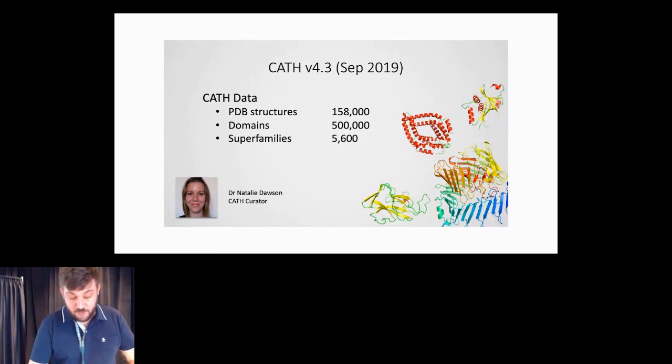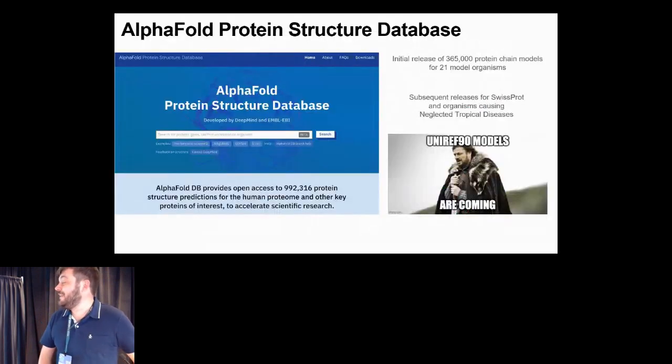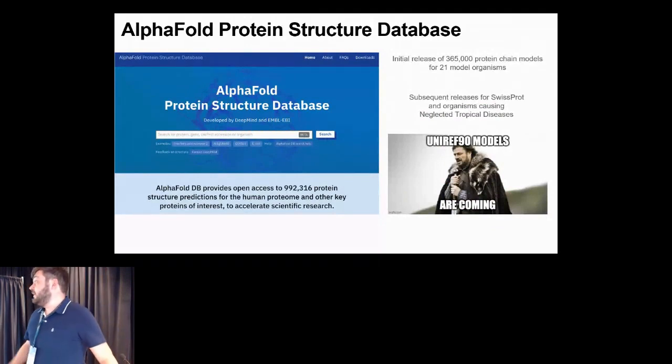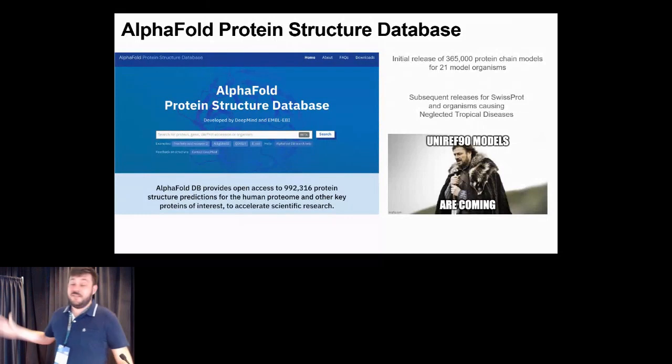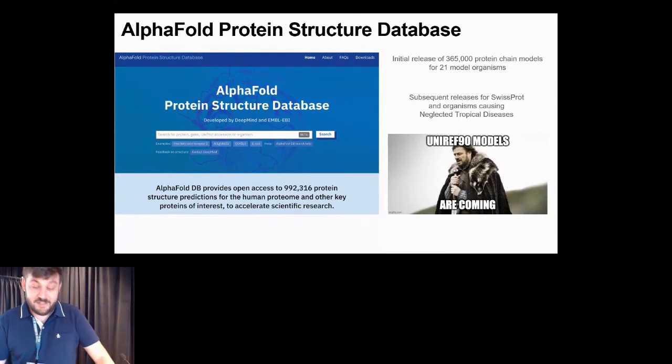But then on my birthday, literally in 2021, AlphaFold decided to drop on us literally 15 years' worth of protein chains. The initial release was for 365,000 structures for 21 model organisms. There have been some subsequent releases for Swiss-Prot and organisms causing neglected tropical diseases. And there is a rumor that they're going to release UniRef90 models for the whole of UniRef, basically. So that's almost 100 million chains.